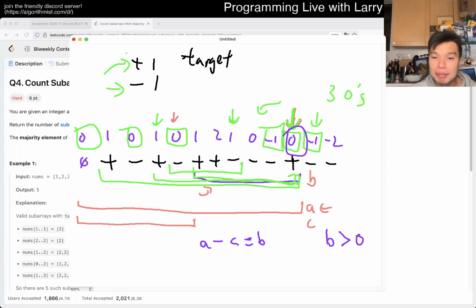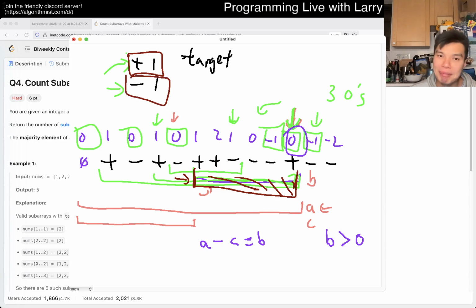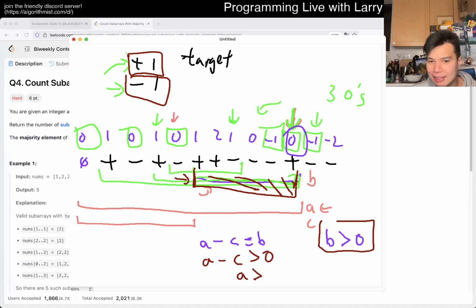But if B is greater than 0, what is B? Again, B is a subarray, and it doesn't have to end up in here. It's just like a representation, right? It means that within this subarray, there are more pluses than minuses, then B is greater than 0. So that means that we have A minus C is greater than 0, right? And that's it. Then you just do basic algebra, you add C on both sides, you have A is greater than C, right? And that's it for this one.